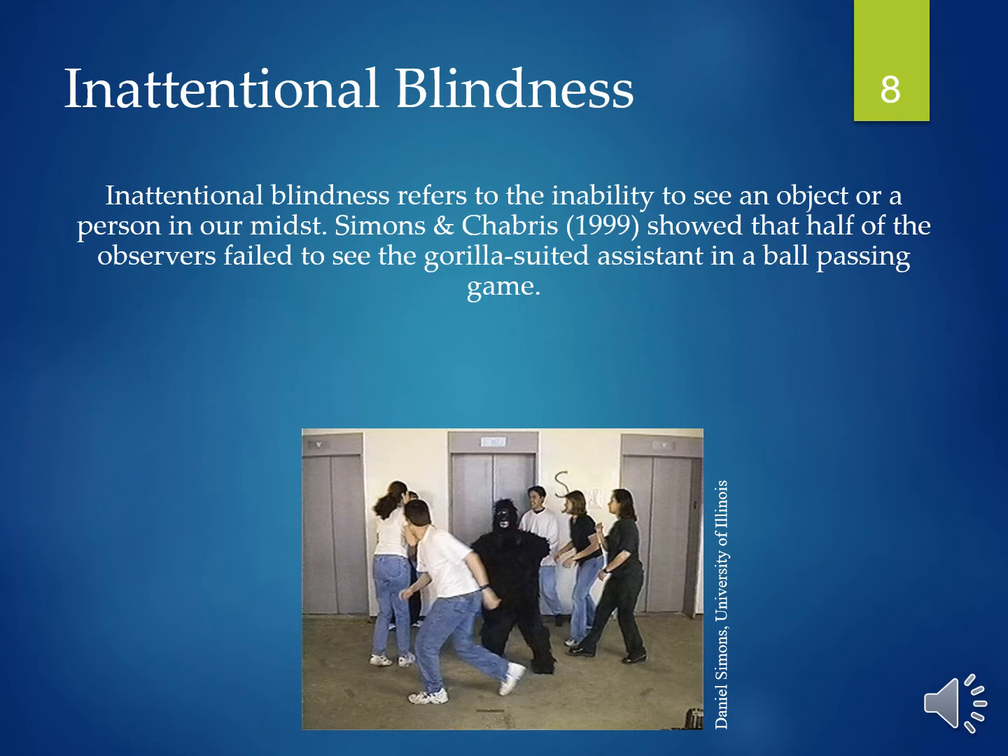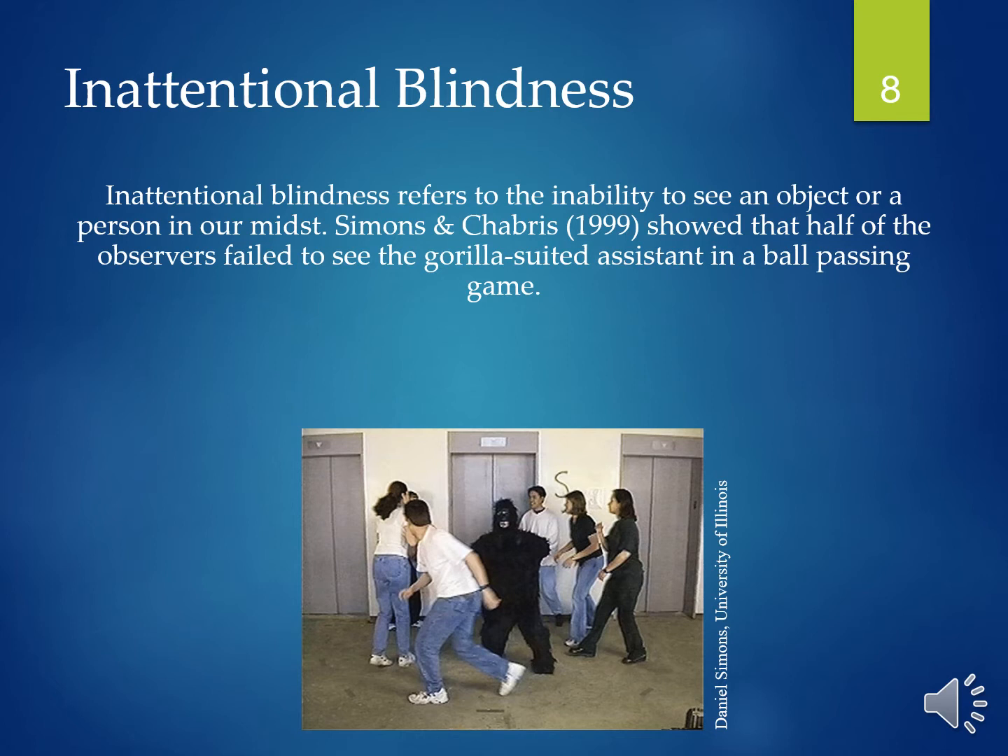So hopefully you have not seen this experiment done before. I know, if you've taken a psychology class, it's certainly likely that you've seen this experiment before. But this is called inattentional blindness. Inattentional blindness refers to the inability to see an object or person that's right within our midst.